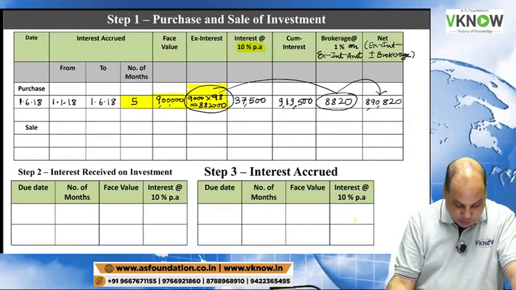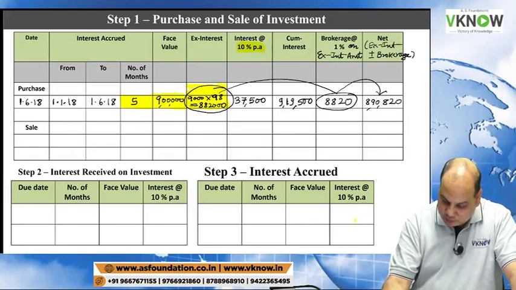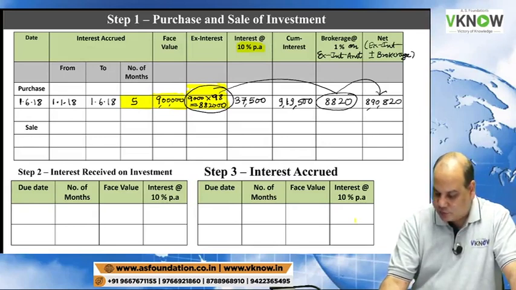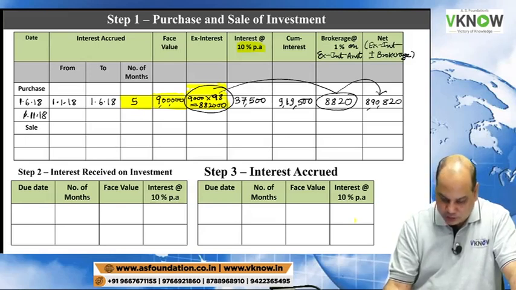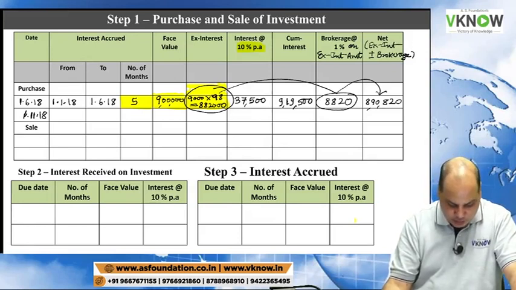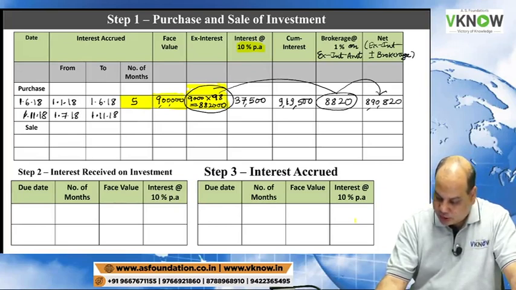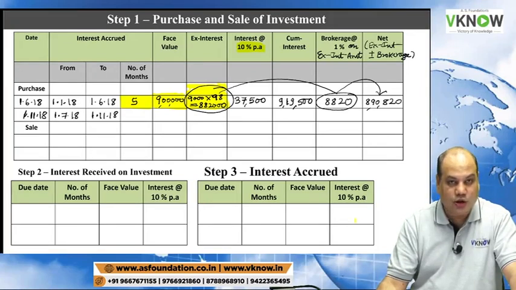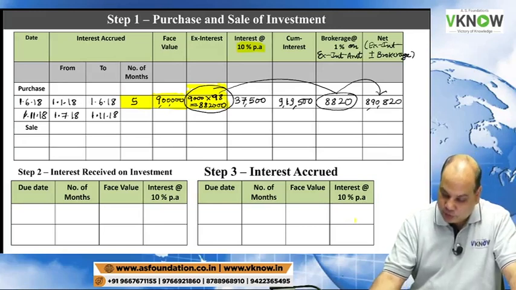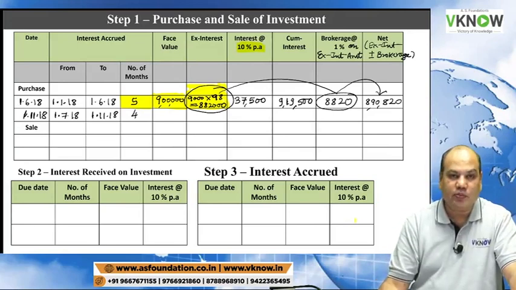Next purchase was made on 1/11/18. The date of interest payment was 30th June and interest has been paid. So the accrual will start from 1st July 18 to 1st November 18: July, August, September, October. That is 4 months.